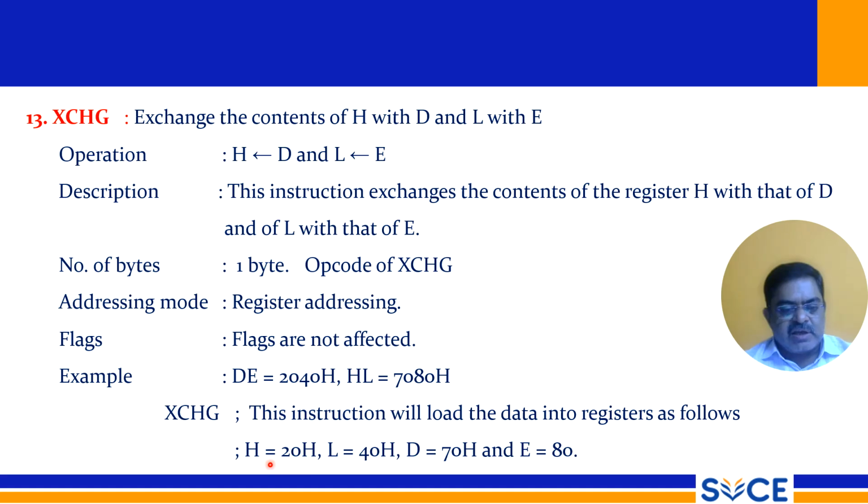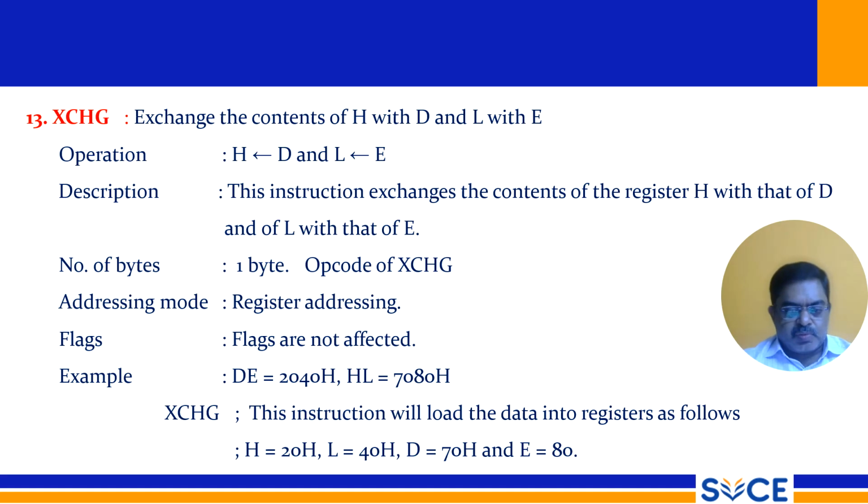D is having 2040 and HL is having 7080. After execution, H is having 20 and L is having 40, D is having 70, and E is having 80. So this is the exchange of contents between the HL and DE register pairs. It is a very special type of instruction, and also a very important one. So these are the 13 instructions in the data transfer group, students.